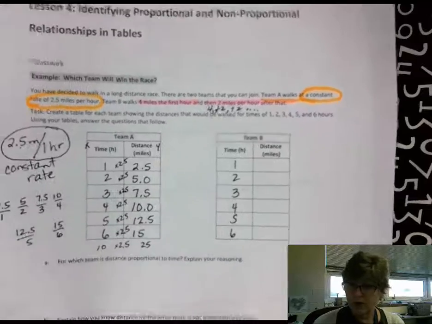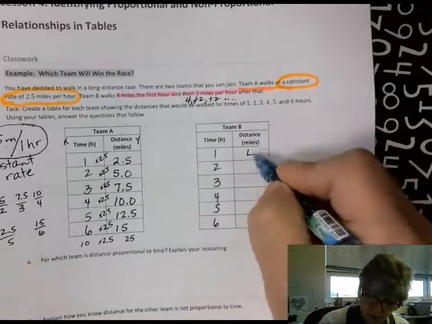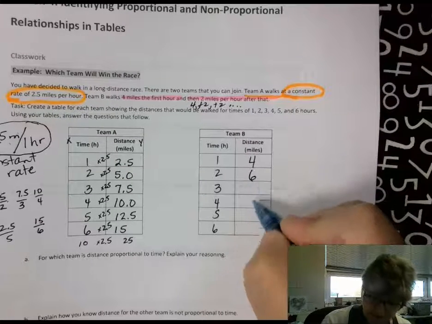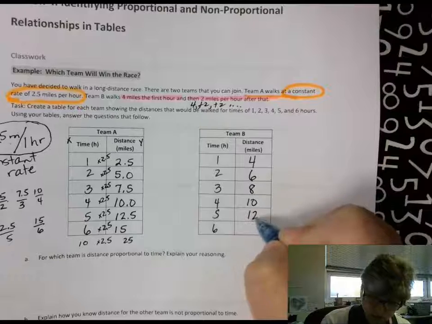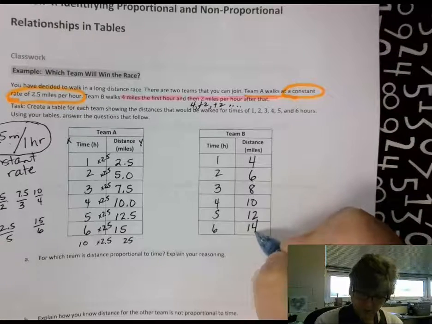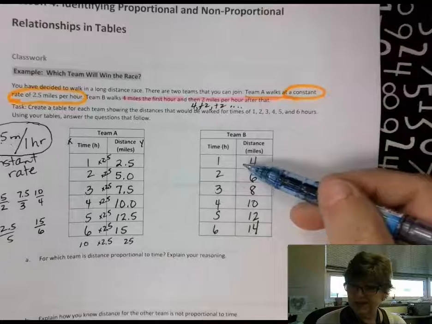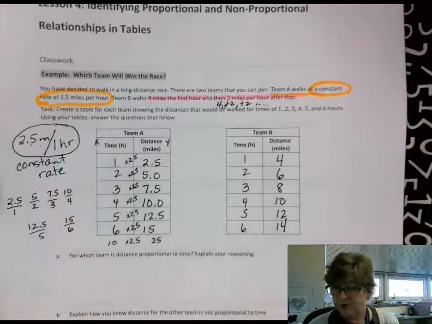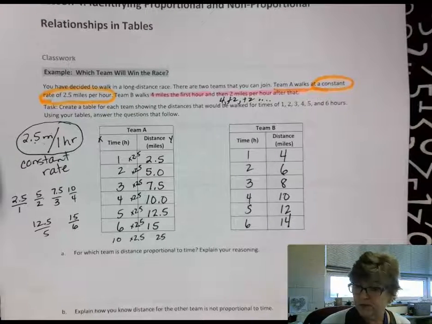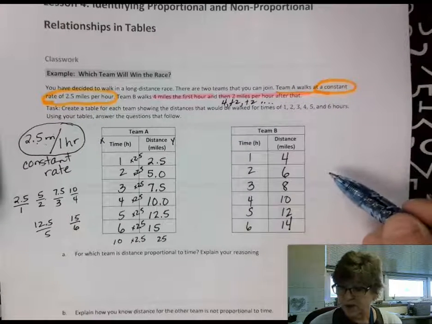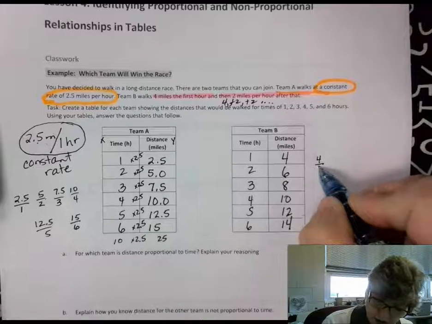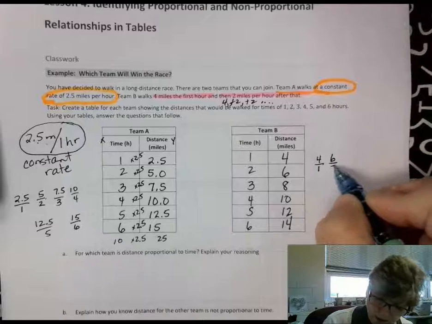So if we come over to Team B, we know that at 1 hour, that they have traveled 4 miles. And they said they're going to add 2 more miles each time. So I'm at 6, 8, 10, 12, and 14. So again, we want to check to see what's occurring, and checking for proportionality means that I'm going to have a constant rate of change. And I can check that by double checking my ratios. So I'm going to look at my ratios and see if they are equivalent. So 4 miles to 1 hour, 6 miles to 2 hours.